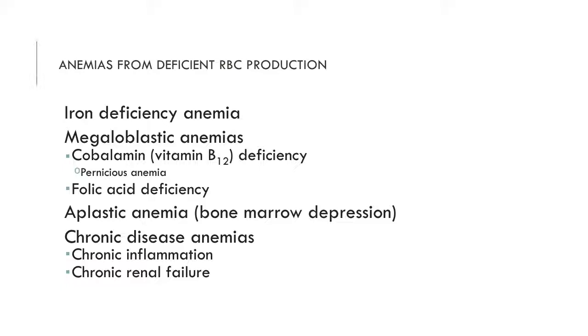If you remember, pretty much green leafy vegetables have pretty much all of the things that we need in them to avoid a lot of these anemias. Aplastic anemia is bone marrow depression, and it happens with chemotherapy and with some other medications. We've talked a little bit about it, I believe, when we were talking about neoplasia with bone marrow depression.